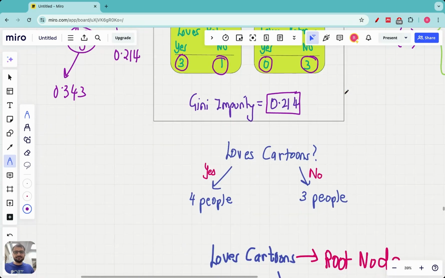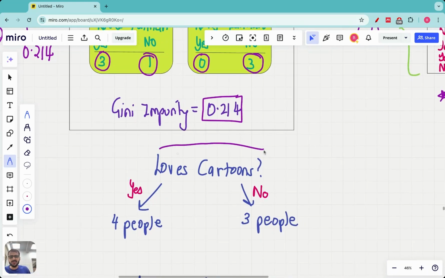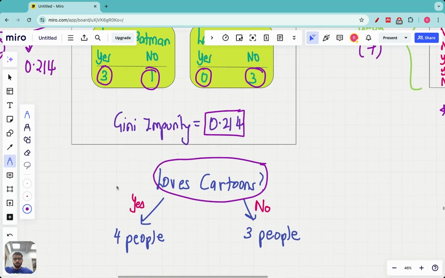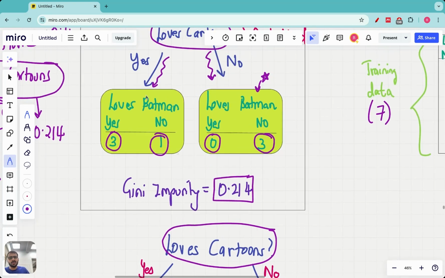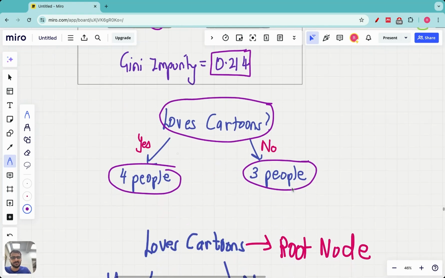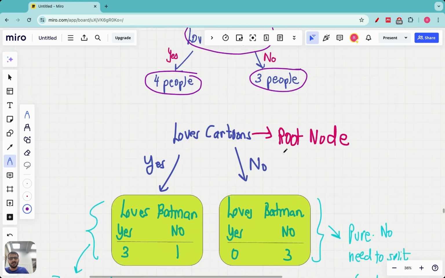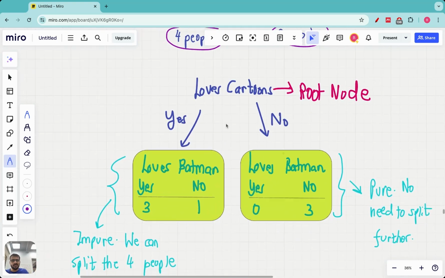Let's get started. First, let's recap where we are. We have decided the first question which we are going to ask, that's loves cartoons, and that segregates people into two types. Four people go in the yes compartment over here, and three people go in the no compartment, which can be seen from this diagram. In the yes compartment there are 3 plus 1 equal to 4 people, and in the no compartment there is 0 plus 3 equal to 3 people, right? And in the decision tree map, as I showed you before, it looks like this.